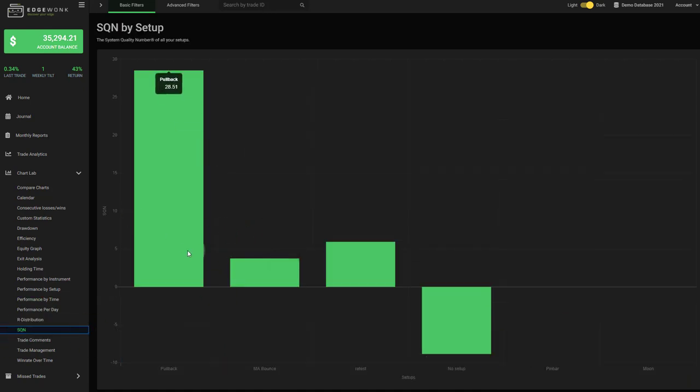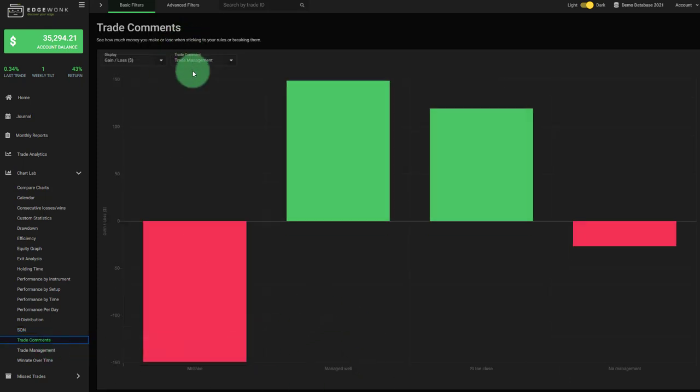The SQN shows you the system quality number based on setups, and it takes into account some risk measurements and performance analytics, and it shows you how well are your systems performing. Trade comments give you a breakdown of the comments that you assign to your trades.